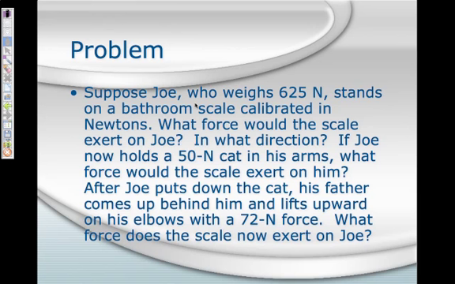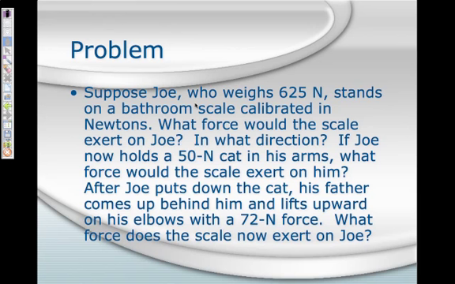This one has to do with net force. Suppose Joe, who weighs 625 newtons, stands on a bathroom scale calibrated in newtons. What force would the scale exert on Joe? If he's applying 625 newtons downward, the scale is pushing 625 newtons upwards. He's not moving. If you're just standing still, you have to have a net force of 0, so there has to be an upward 625 newtons. So in what direction? It would be upward because weight is down.